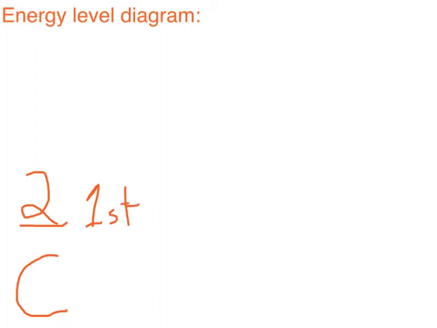Okay, the second energy level can hold 8 electrons. So carbon, having 6 electrons in total, we've already used 2, has 4 electrons left.